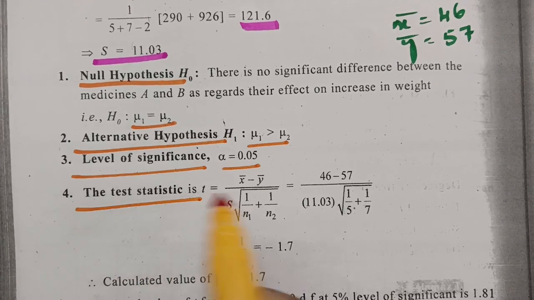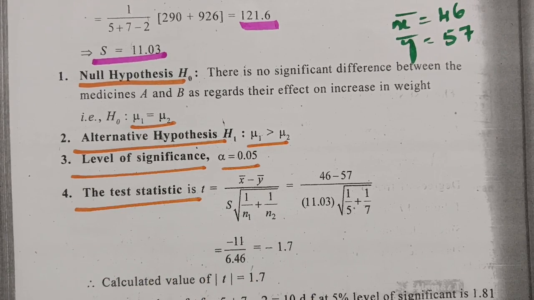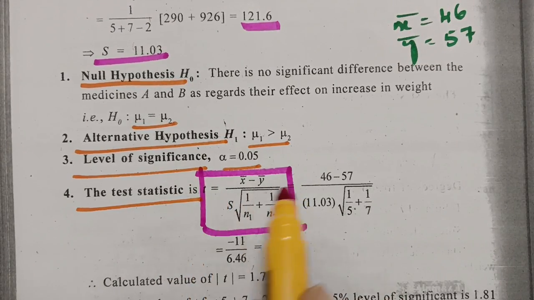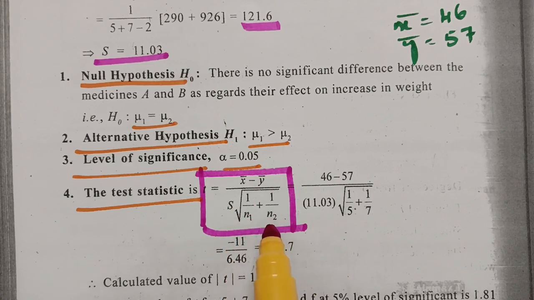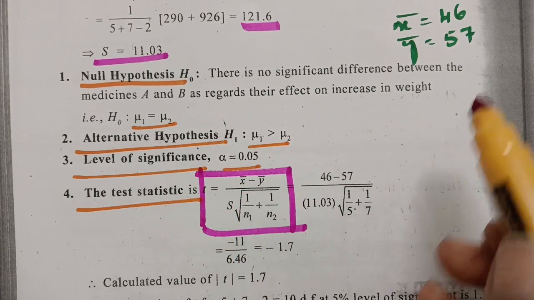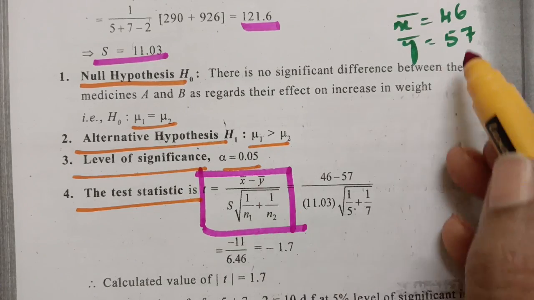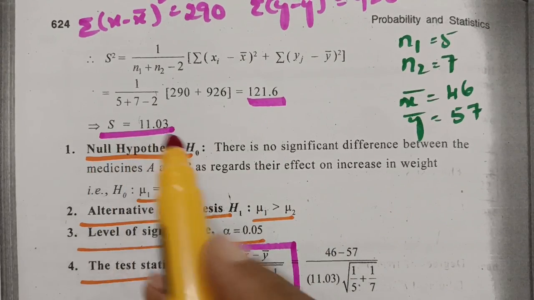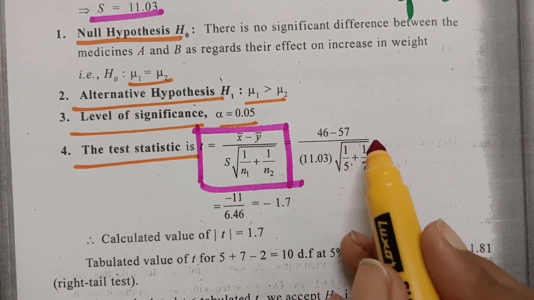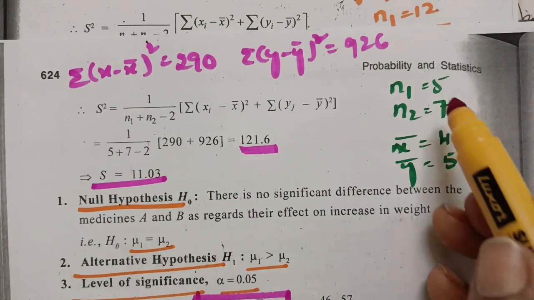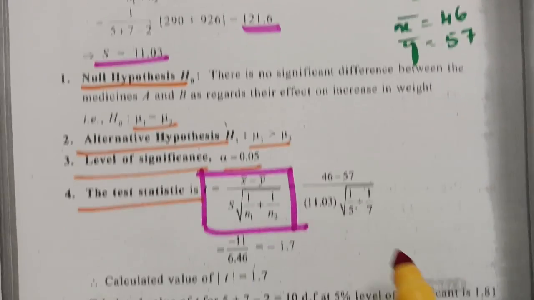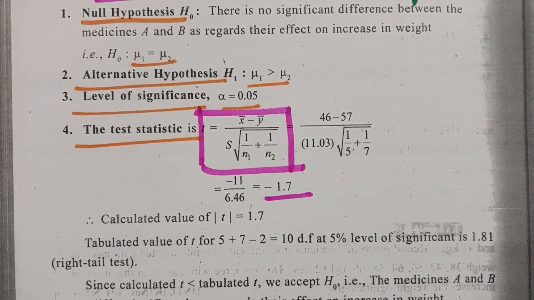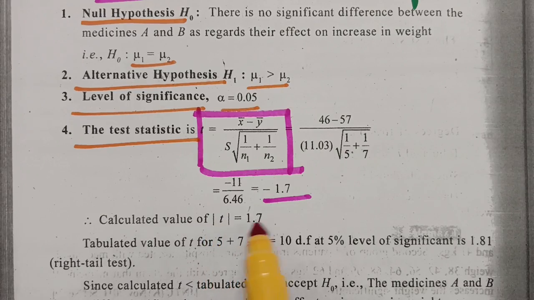And for test statistics, the formula is very clear: T is equal to x bar minus y bar divided by s times root over 1 by n1 plus 1 by n2. What is x bar here? x bar is equal to 46. What is y bar? 57, divided by s. What is the standard deviation here? 11.03. So this is 11.03 root over 1 by n1 plus 1 by n2. What is 1 by n1? 1 by 5 plus 1 by 7. The value after calculating is minus 1.7. So this is the calculated value. If you take the modulus, this is 1.7.